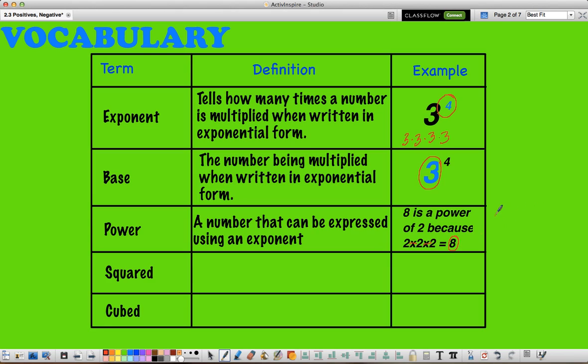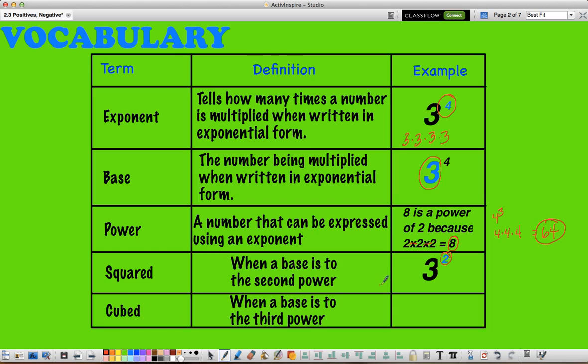So let's say you had 4 to the 3rd power. 4 to the 3rd power would be 4 times 4 times 4, which would give us 64. So 64 is a power of 4. Squared is when a base is taken to the 2nd power, so when your exponent is 2. And cubed is when a base is taken to the 3rd power, so when that exponent is 3.